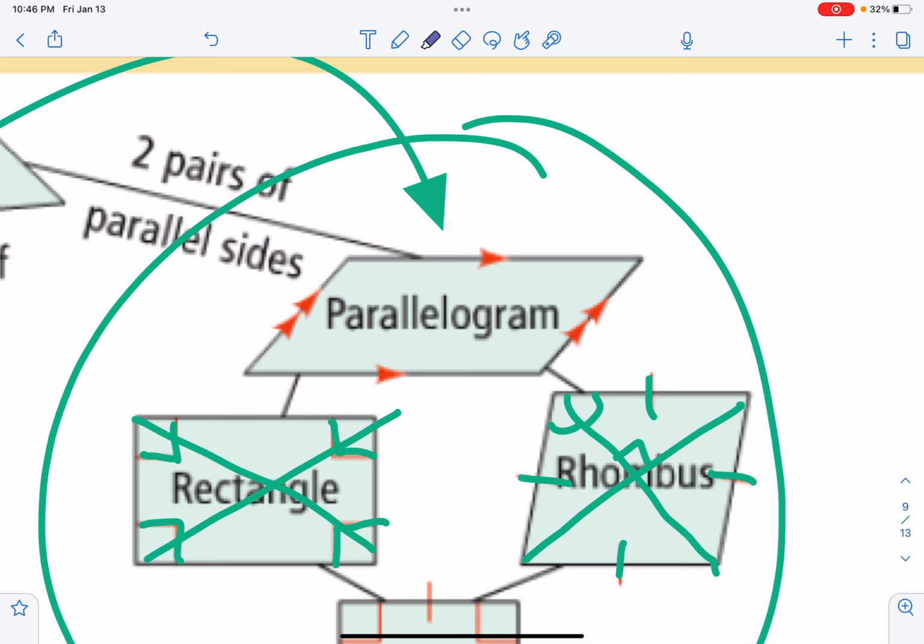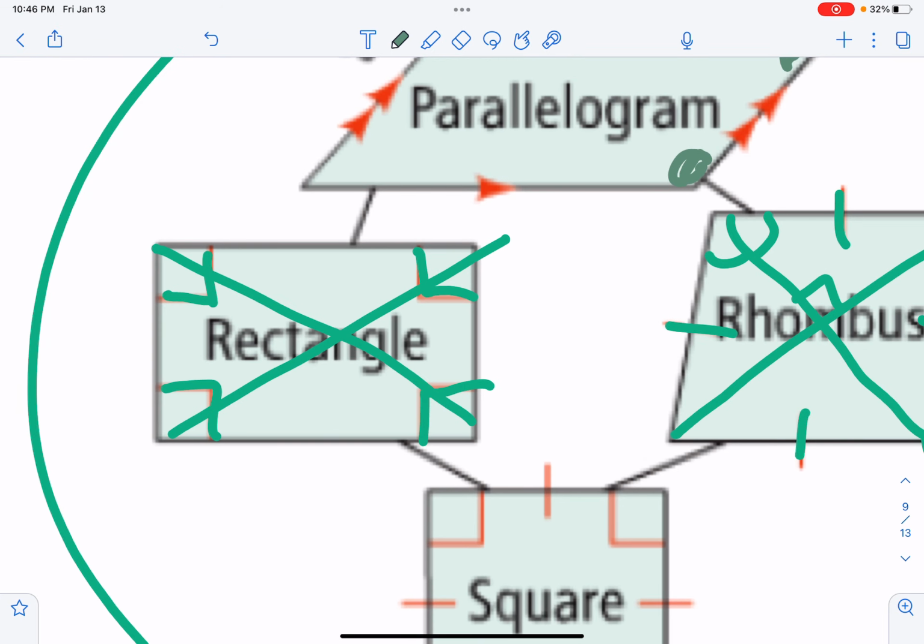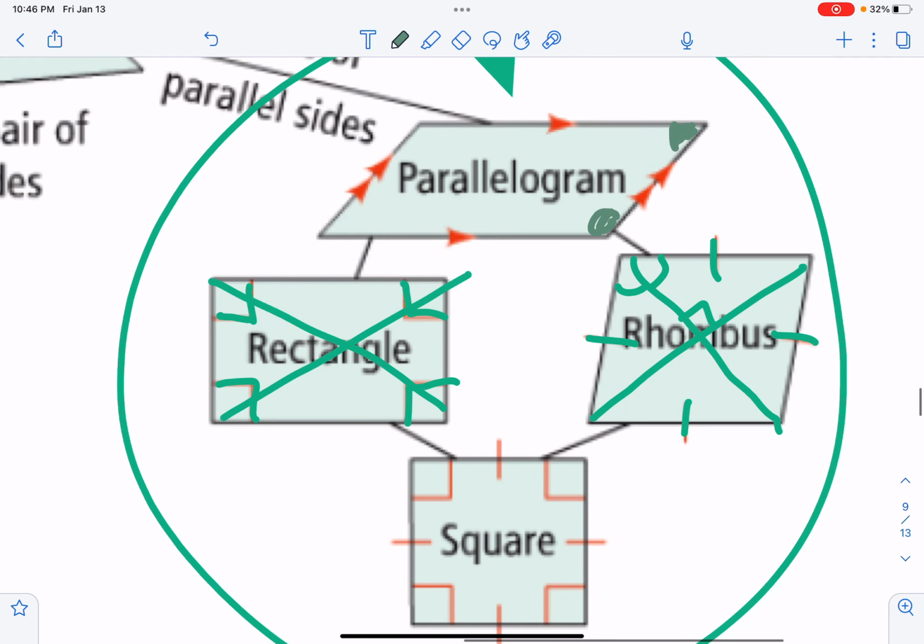Diagonals bisect, opposite sides are the same, opposite angles. Oh, and same side interior add to 180. That's the one I had forgotten. Then rectangle adds in the rules: diagonals are congruent, and all four angles are right angles.